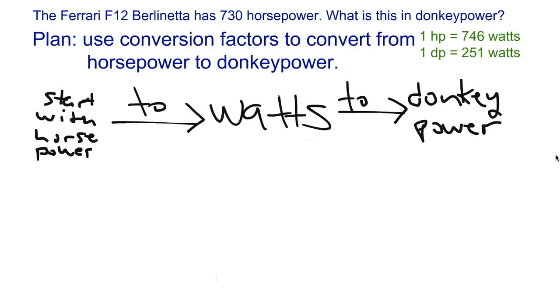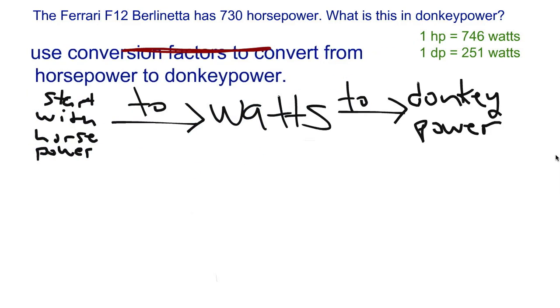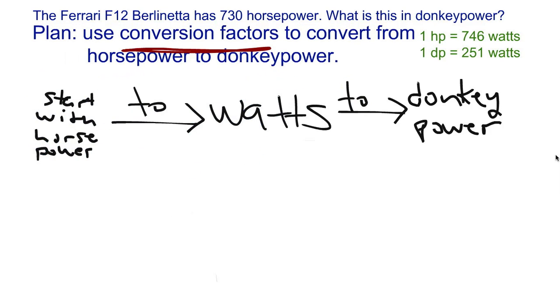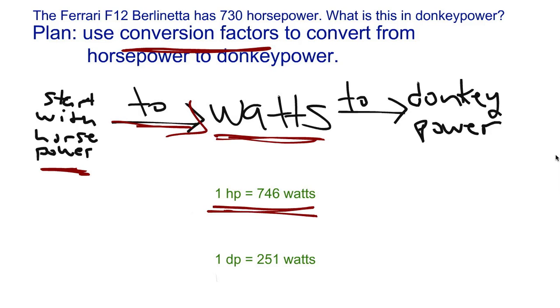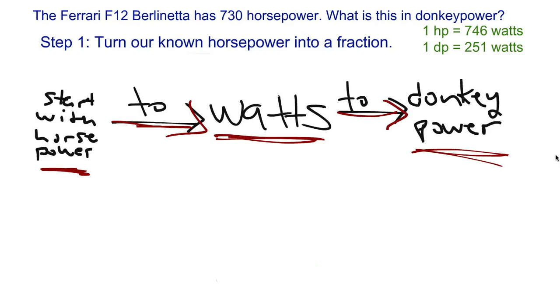And now that we know our path, we can use conversion factors, because we don't have to go straight from horsepower to donkey power. As you can see, I can go from horsepower to watts using this, and then I can go from watts to donkey power using that. So our first step is to turn our known horsepower into a fraction. We know that the Ferrari has 730 horsepower, so we're going to turn that into a fraction.